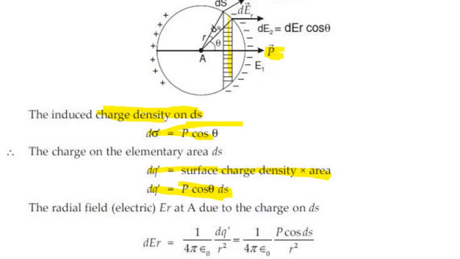If we know the charge on a small area, then we have done this in the past, that we can calculate the radial electric field. And this radial electric field is equal to 1 upon 4 pi epsilon 0. Actually, this is the field due to a ring, so dq over r square. And dq we know this, so we can place the value of dq as P cos theta ds. So the radial field dE_r is equal to 1 upon 4 pi epsilon 0 times P cos theta ds upon r square.